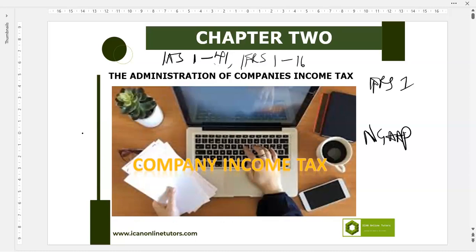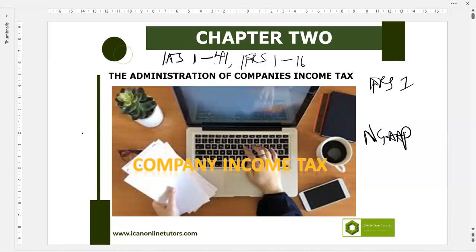So all items previously recognized under GAAP as one type of asset, liability, or component of equity, but which are a different type of asset, liability, or component of equity in accordance with IFRS, need to be classified in line with the IFRS provision. Then also you have to apply IFRS in measuring all recognized assets and liabilities.